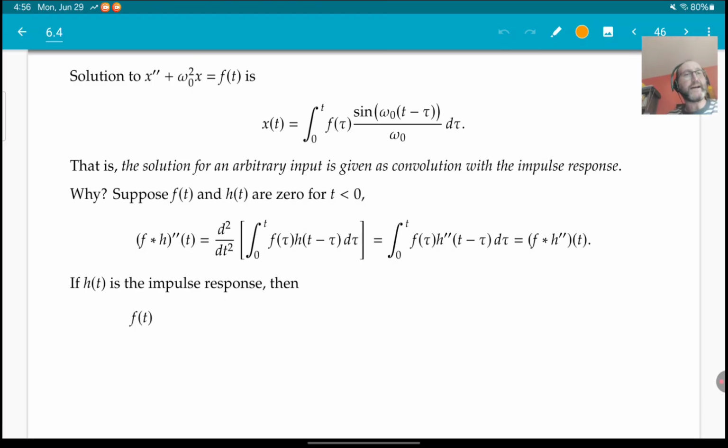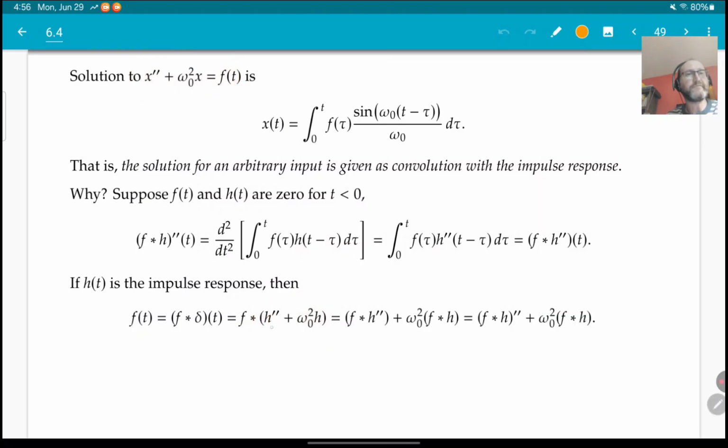Suppose that h is the impulse response. We start with f, which is the same thing as convolving f with the delta function. It's the impulse response, so it's the solution of this equation when the right-hand side is delta. So we're looking at f convolved with this.